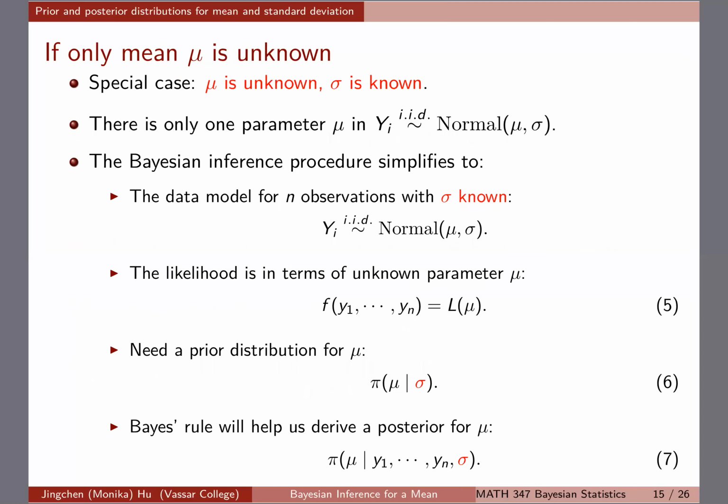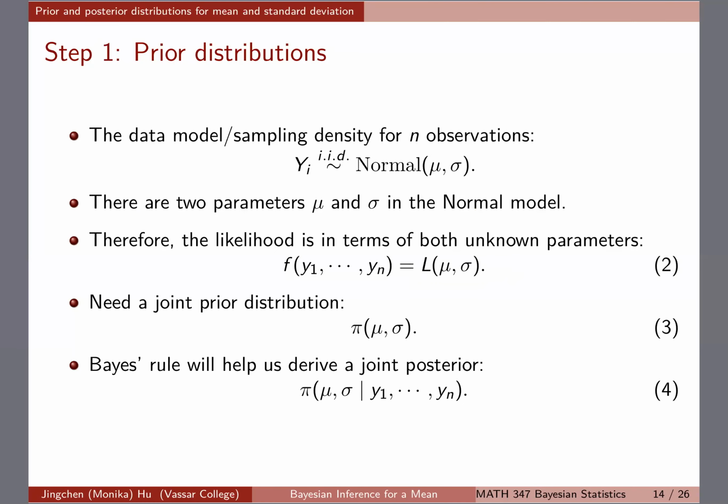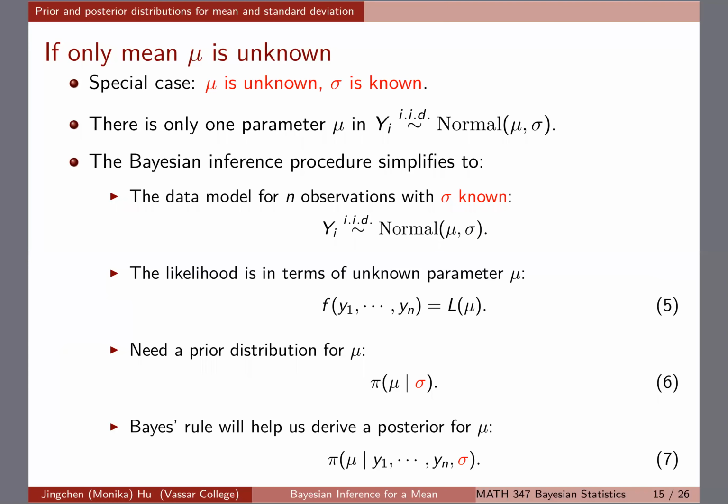Now we're going to make sure we get to the first situation, where only the mean is unknown and sigma is known. There's a lot going on here. First of all, because there's only one unknown parameter, we're going to start by assuming sigma is known.